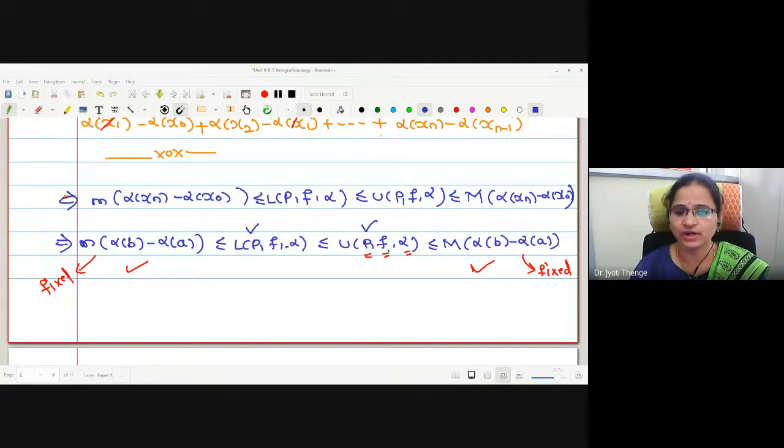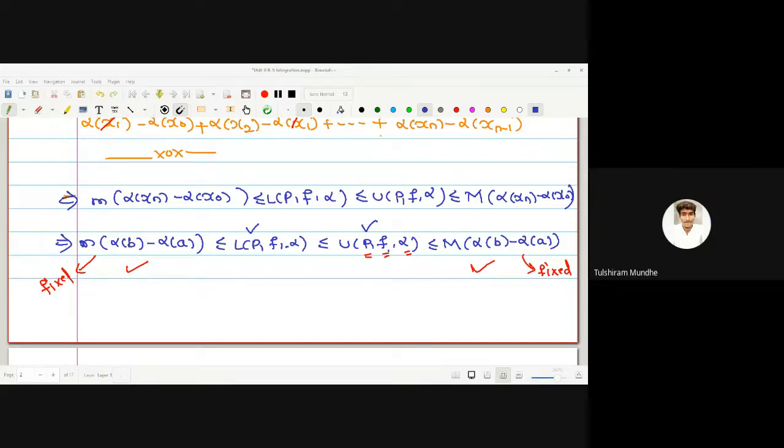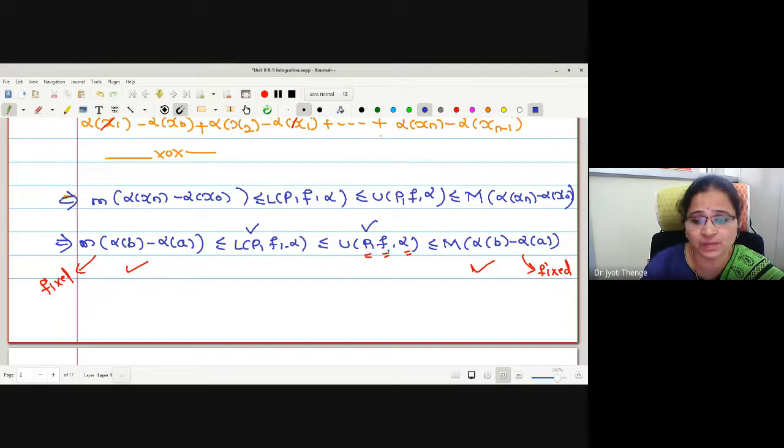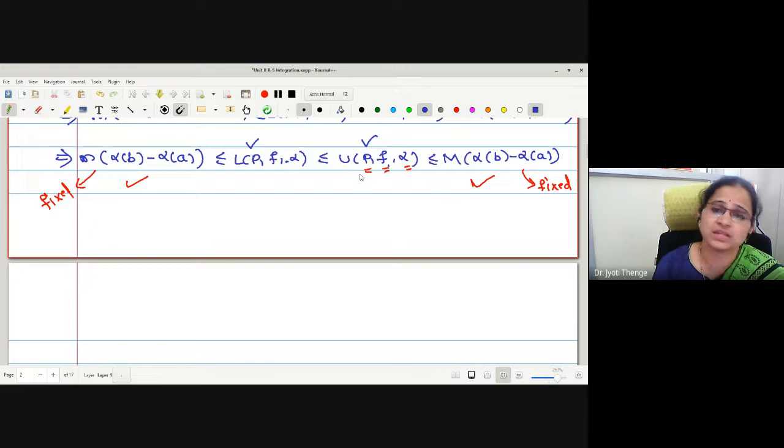Do you remember what the quantities were? Small m times b minus a to capital M times b minus a. I told this, the values lie between small m times b minus a and capital M times b minus a. But here, instead of small m times b minus a, we have small m times alpha b minus alpha a. So this inequality gives us the information that the set of all upper sums and the set of lower sums is bounded. If it is bounded, let us follow the same methodology to define the upper and lower integral.